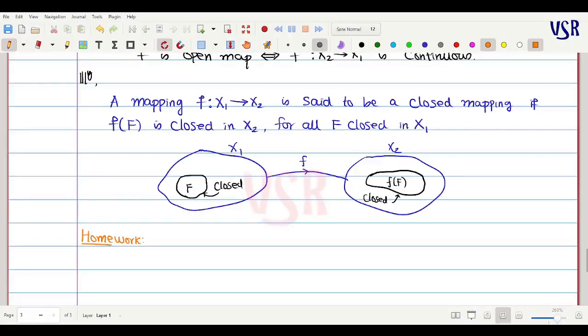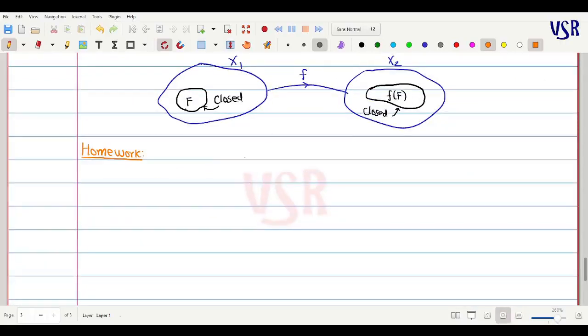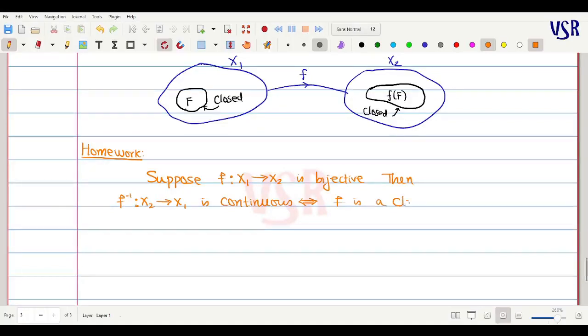What is the homework? It is this. Suppose f is a function from x1 to x2, continuous and bijective. Then f inverse from x2 to x1 is continuous if and only if f is a closed map.